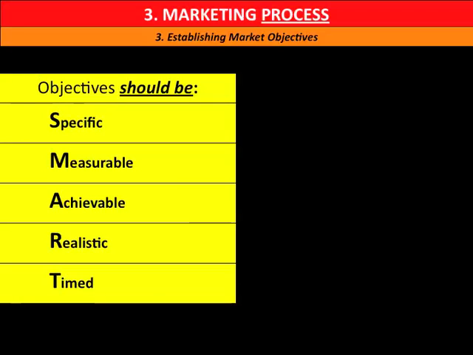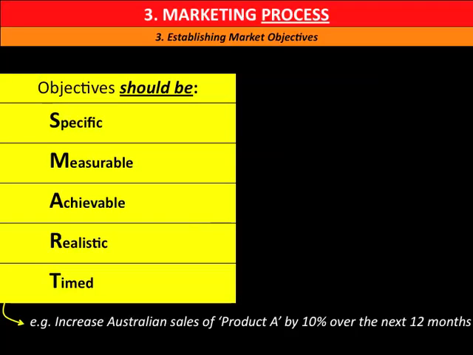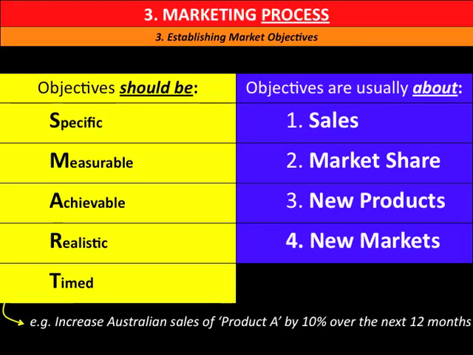So a SMART goal would be something like, our objective is to increase Australian sales, so being very specific, increasing Australian sales of product A, whatever it is, by 10% over the next 12 months. So that you know it's going to be only for the next 12 months or the next 3 months or whatever. And it's specific, it's measurable, it's achievable, it's realistic, and it's timed.